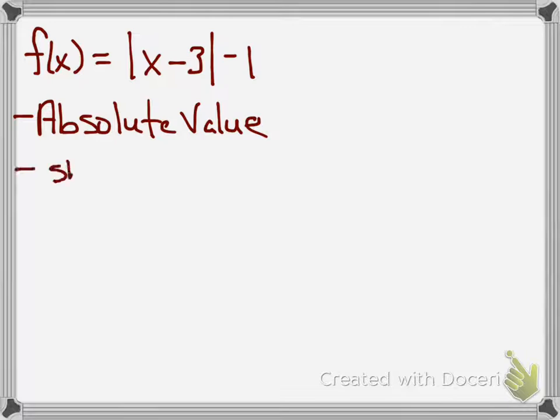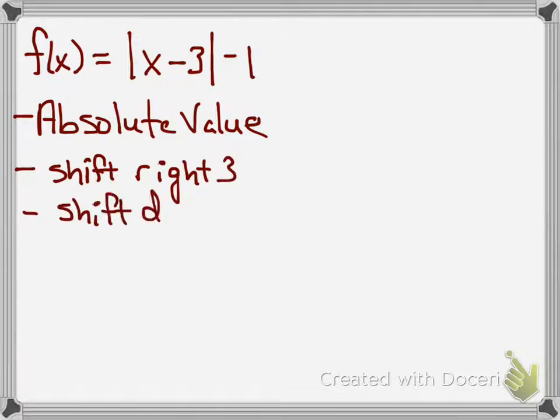So that would tell me that I have a shift of -3, which means I go to the right 3. You always think opposite there. You have to be opposite inside the parentheses. And then the -1 means you're going to go down.